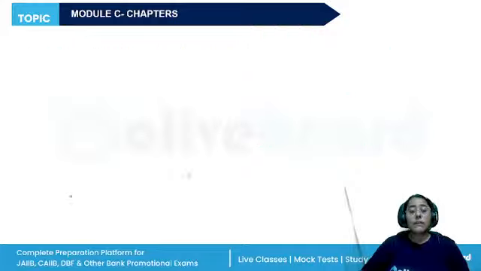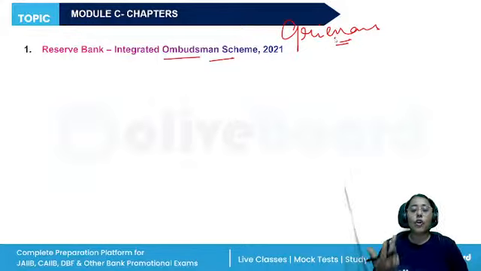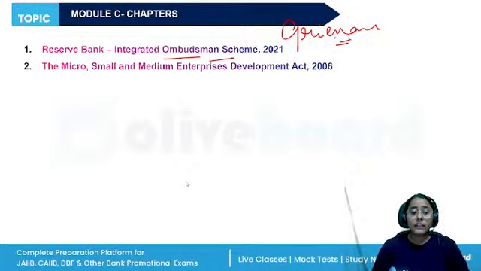Then if we talk about our module C, I have included the different acts that we need to study. We'll be studying the Integrated Ombudsman Scheme for the customers' grievance redressal. So which complaints are non-maintainable, how the complaint is to be filed, what is the time period for the redressal. Then the Micro, Small and Medium Enterprises Development Act, how do the MSMEs get protection, right? If there's a delay in payment, what rights do they have?